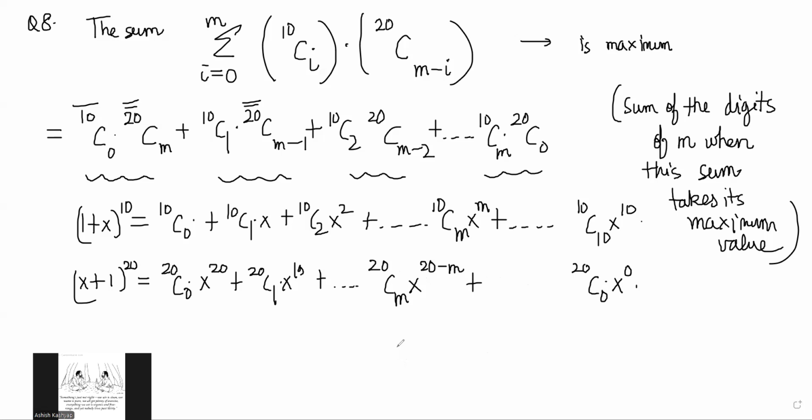So if I multiply these two series and I combine this term 10C0 with this term, I'm getting x^(20 - m). The next term would be 20 - m - 1 with this. So again x^(20 - m), right?